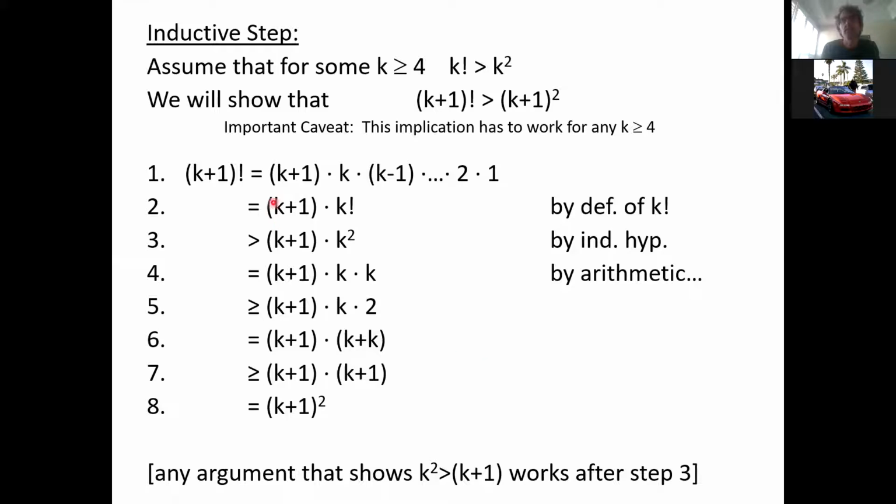Yes, I'm multiplying each side by k plus 1. Okay. Yes, and you can do this because k plus 1 is positive. If it was an equality, you don't care, but this is an inequality. So it only implies that this multiplied by k plus 1 is greater than this multiplied by k plus 1 if k plus 1 is positive, but it is.